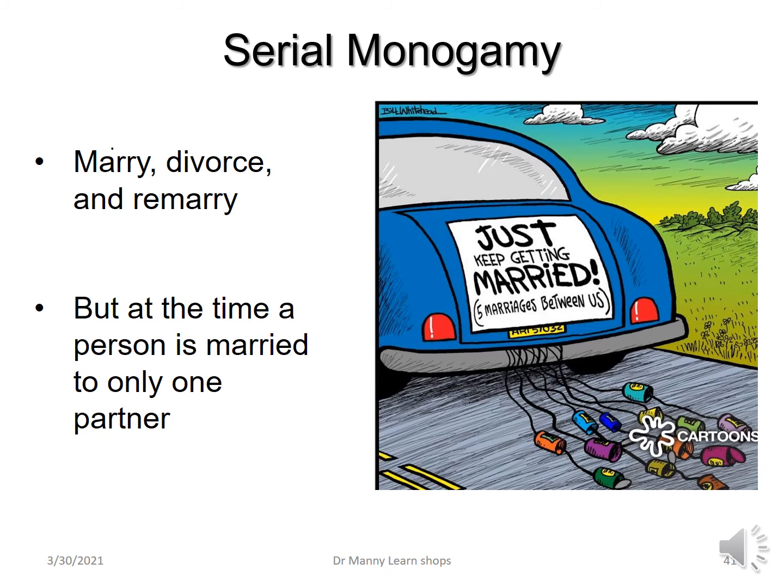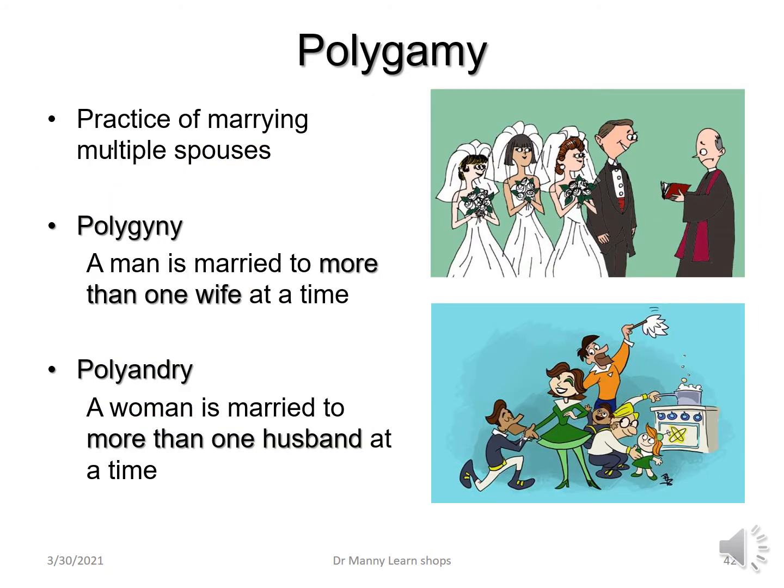Then you've got serial monogamy, which basically means that you marry, divorce and remarry. But at that time, the person is married only to one partner. Polygamy is the practice of marrying multiple spouses. In polygyny, a man is married to more than one wife at one time. In polyandry, a woman is married to more than one husband at one time.